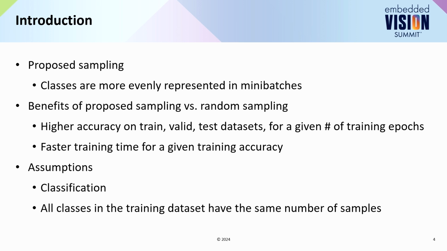Now, the benefits of the sampling technique that we propose, compared to the random sampling technique of the previous slide, is that for a given number of training epochs, we get higher accuracy on the training, validation, and test datasets. And conversely, for a given accuracy, we require fewer training epochs, which means we have faster training time.